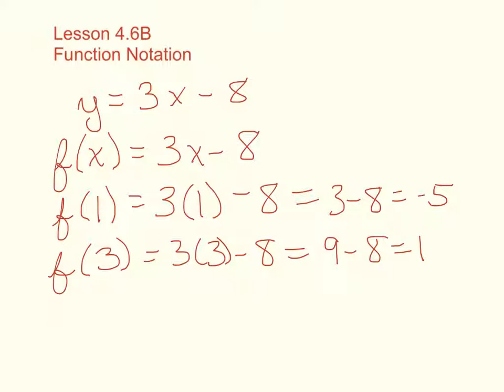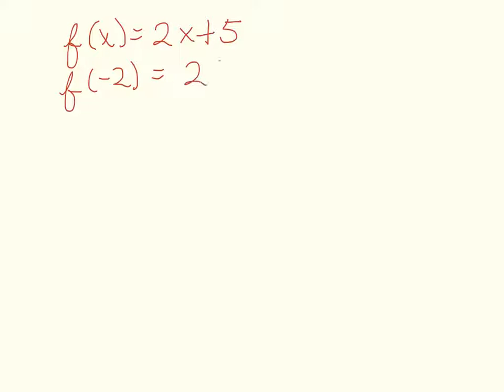Things can get a little bit more complicated with function notation, so let's take a look at the next slide and you'll see an example of that. Okay, let's do a new function. Let's do f of x is equal to 2x plus 5. If we wanted to find f of negative 2, we would simply substitute x with negative 2 in the equation. So 2 times negative 2 is negative 4, plus 5 is equal to 1.